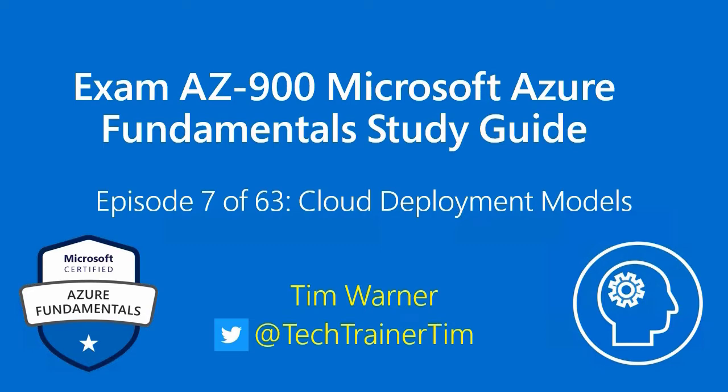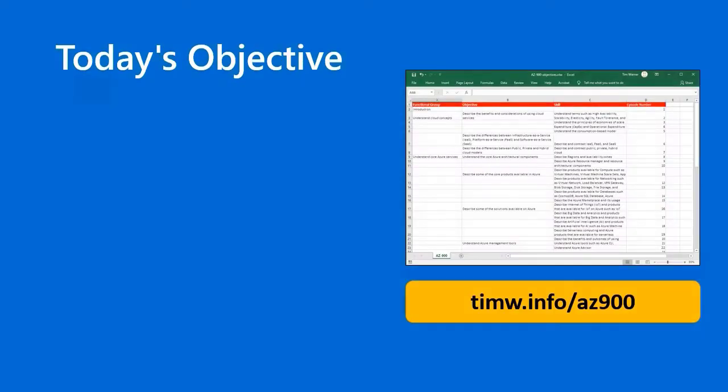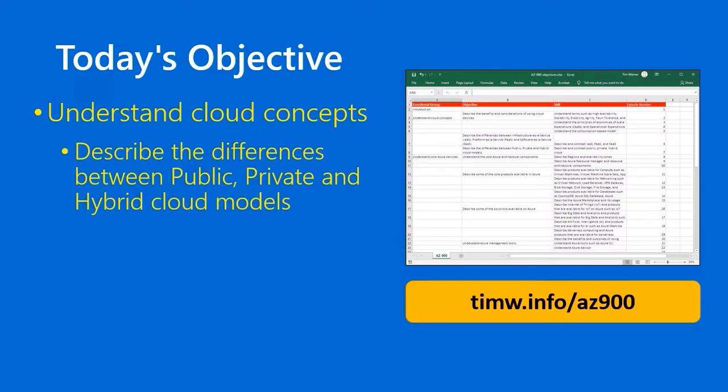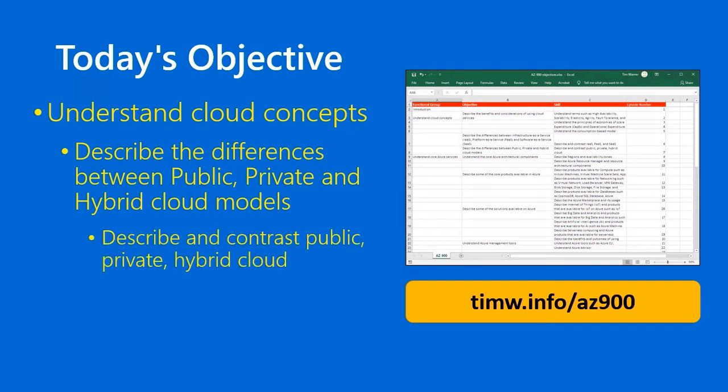My name's Tim Warner. All right, our objective today in the Exam AZ-900 objective domain is first, at the functional group level, understand cloud concepts. Second, at the objective level, describe the differences between public, private, and hybrid cloud models. And our specific skill is describe and contrast public, private, and hybrid cloud.